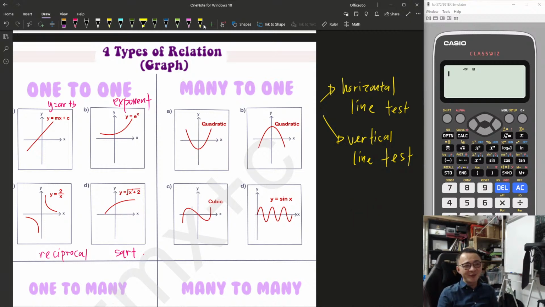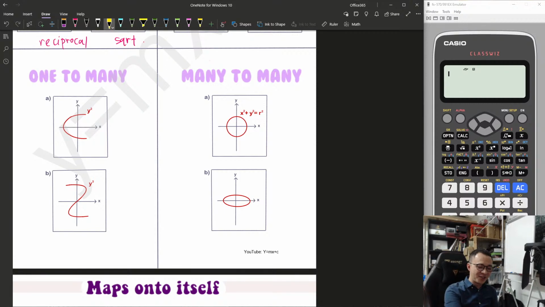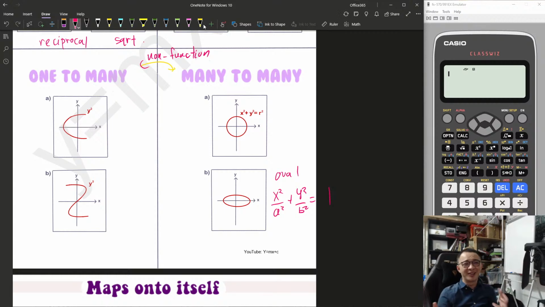But what happens when y is not power of 1? You can see these two are considered non-functions. Both of these we call non-functions. The pattern here: this is the y squared graph, this is the y cubed graph. This is a circle, x squared plus y squared equals r squared. This is the oval graph, which I believe is something like x squared over a squared plus y squared over b squared equals 1. You don't need to worry about the equation. I don't think you will see this kind of equation in the SPM syllabus.